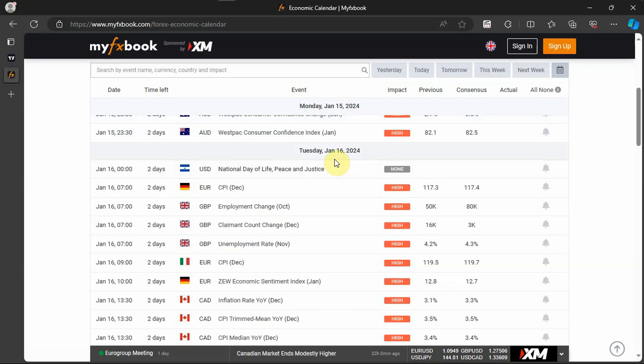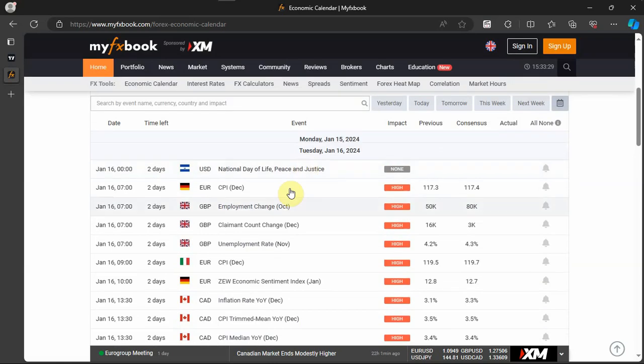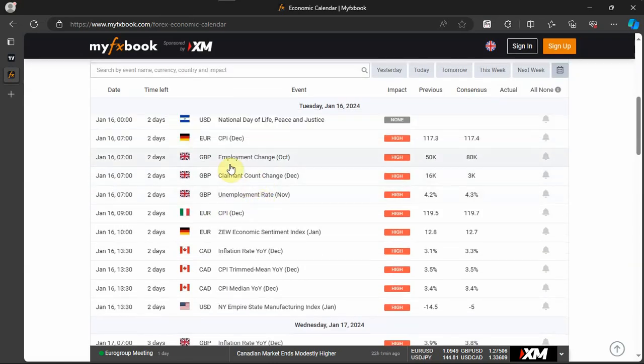On Tuesday, January 16, 2024, there's a bank holiday for El Salvador. So this one, we are not going to see any impact. This low impact news, let me say a bank holiday, is not really going to give us any impact in the market, so just ignore it. We also have the CPI for the month of December for Germany. We have employment change for the month of October for GBP. We have the claimant count change for the month of December for GBP. We have the unemployment rate for the month of November for GBP.